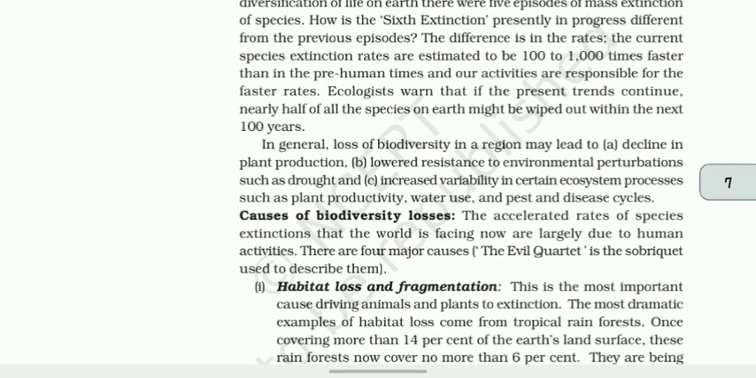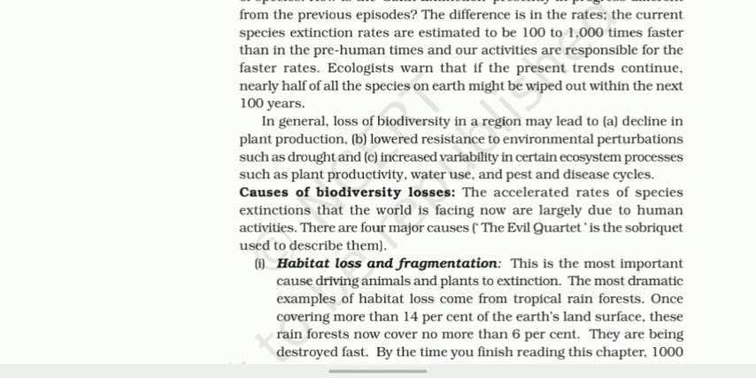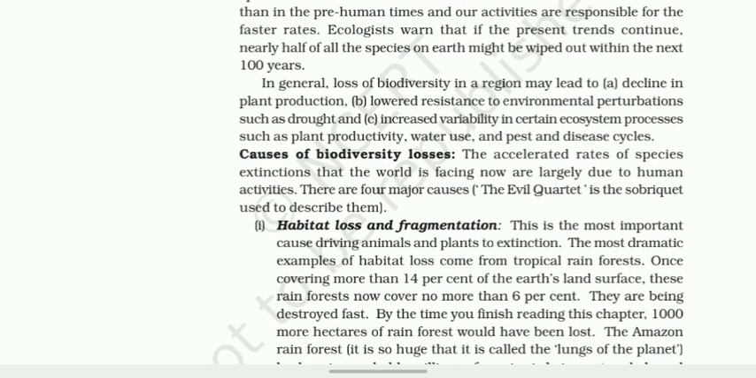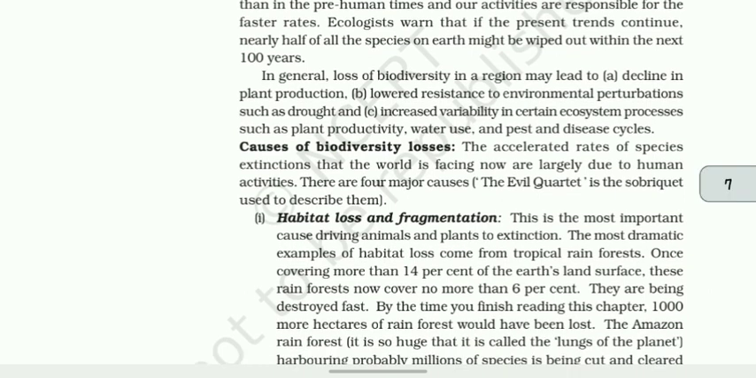How is the 6th extinction presently in progress different from the previous episodes? The difference is in the rates. The current species extinction rates are estimated to be 100 to 1000 times faster than in the pre-human times, and our activities are responsible for the faster rates. Ecologists warn that if the present trend continues, nearly half of all species on Earth might be wiped out within the next 100 years.